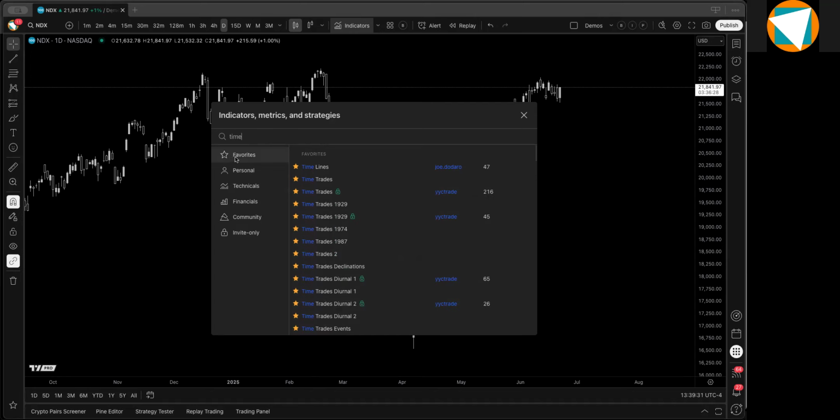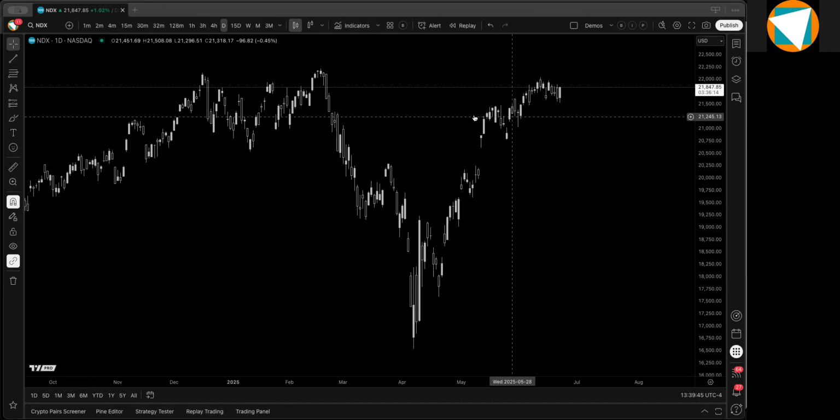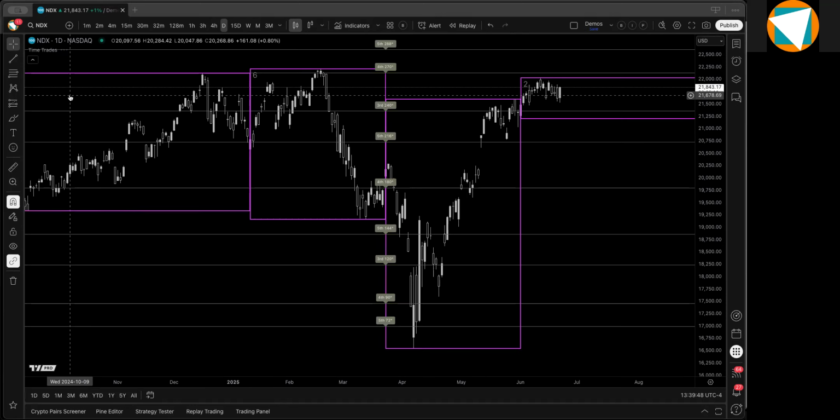We can go and search for time trades, and you can see it here. YYC Trade is me. That's the account that I use on TradingView, so the invitation is going to come from that account. So you can select the time trade script. And I'm going to cover just two of the features here within the time trade script.